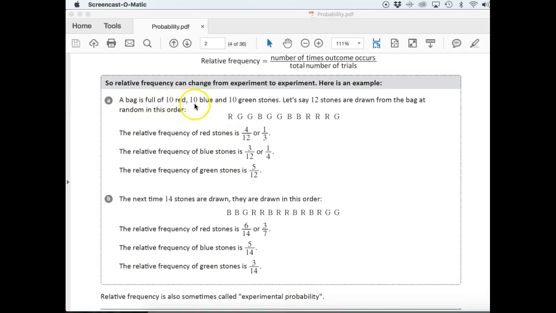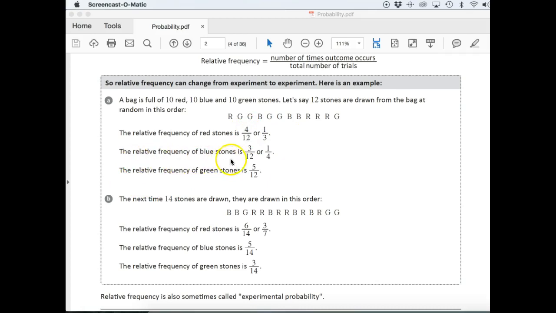A bag is full of 10 red, 10 blue, and 10 green stones. So how many is that altogether? 10 plus 10 plus 10, 30 stones. Let's say 12 stones are drawn from the bag at random in this order. You've got red, green, green, blue, green, green, blue, blue, red, red, red, green. You get the idea. So the relative frequency of the red stones, it's only 12 are drawn out, is 4. Okay, 1, 2, 3, 4 out of 12. Whenever you do these, you always try to simplify your fraction as well. Make it simple. So find the biggest number that goes into both these and divide by that highest common factor.